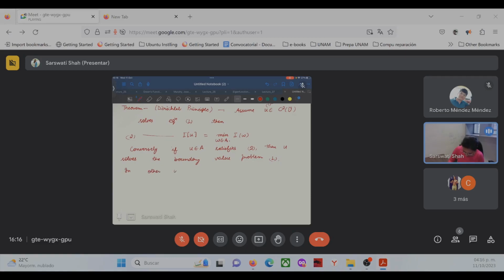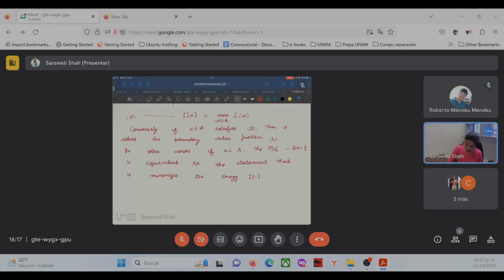In other words, if U belongs to the admissible set, the PDE minus Laplacian of U equals F is equivalent to the statement that U minimizes the energy I. Yes, we are going to prove this theorem.